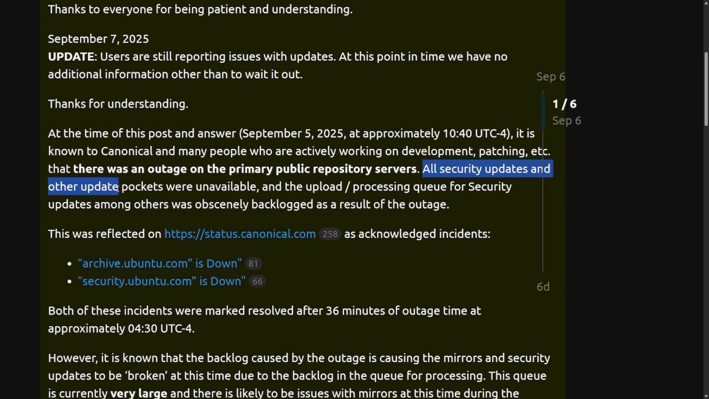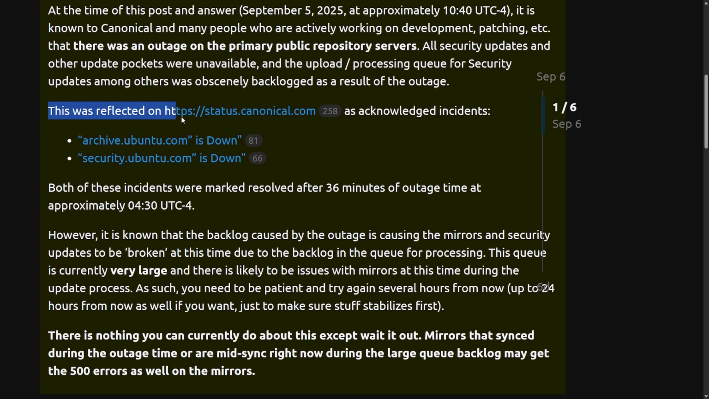All security updates and other update pockets were unavailable, and the upload or processing queue for security updates, among others, were obscenely backlogged as a result of the outage. This was reflected on status.canonical.com, which I've already showed you, as down and down. We're going to look into those incidents, but both of these incidents were marked resolved after 36 minutes of outage time, at approximately 4:30 UTC-4.